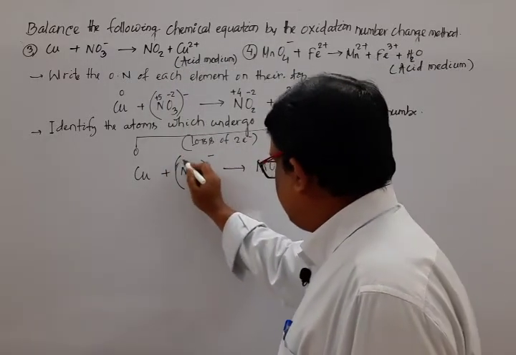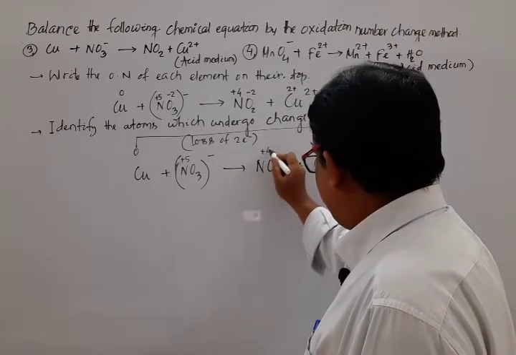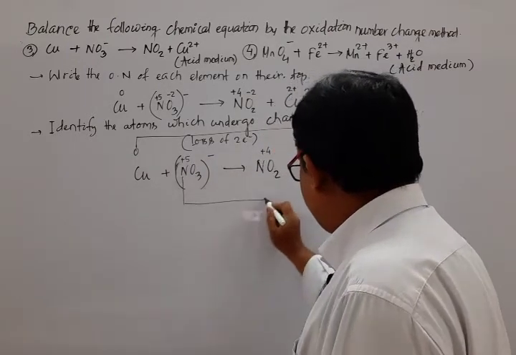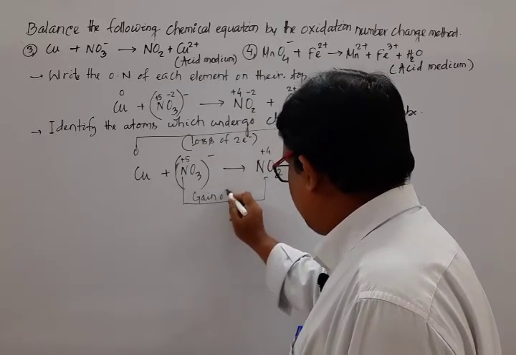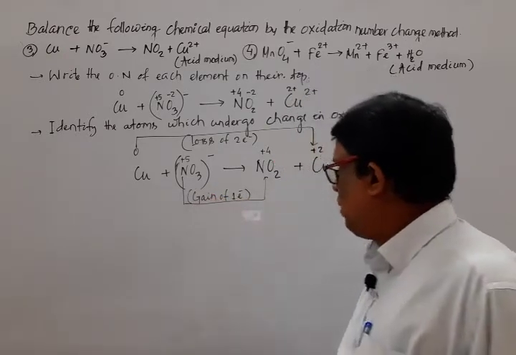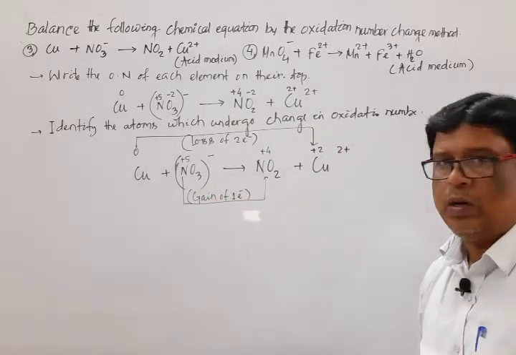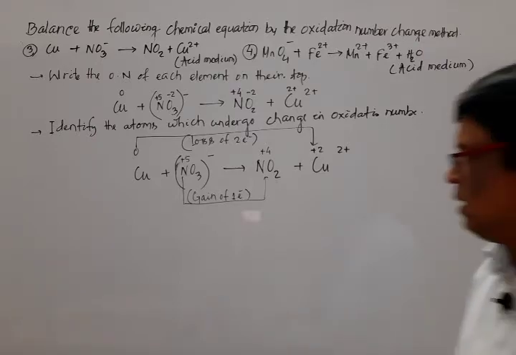Now nitrogen is plus 5, now it is plus 4. That means here is gain of 1 electron. So here you mention loss of 2 electrons and gain of 1 electron. Next, calculate the increase and decrease. That part is over.